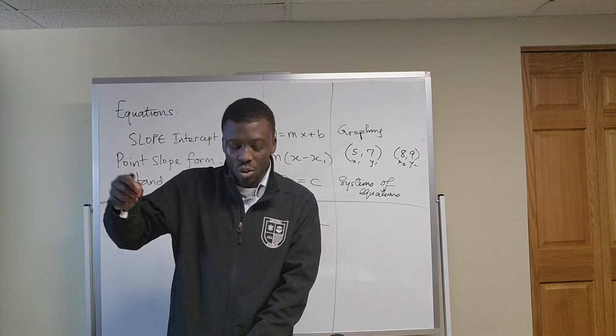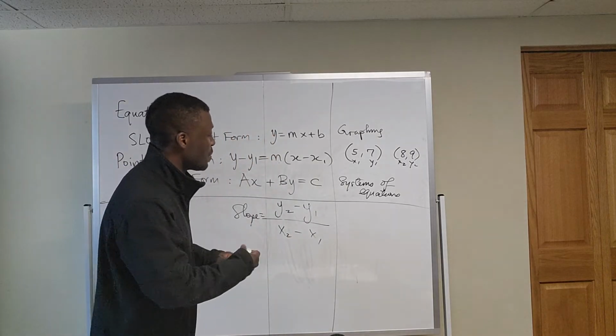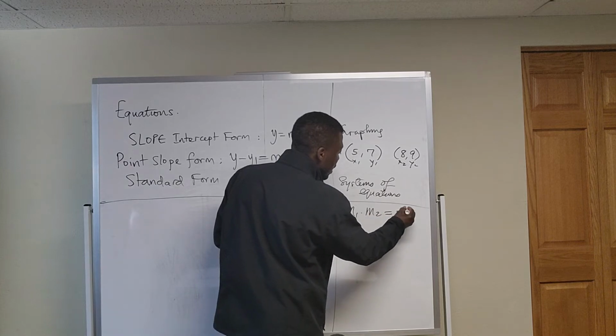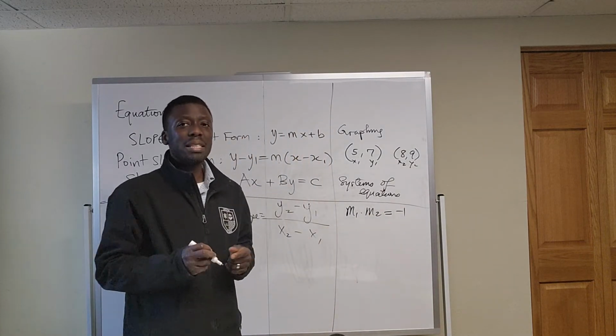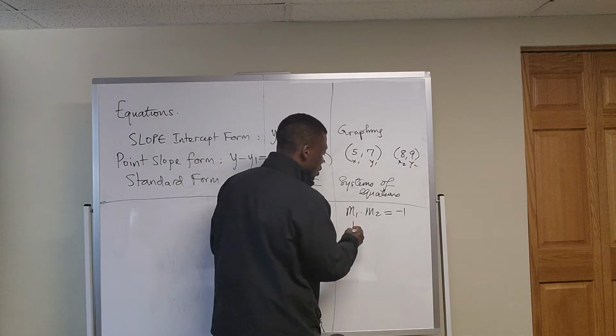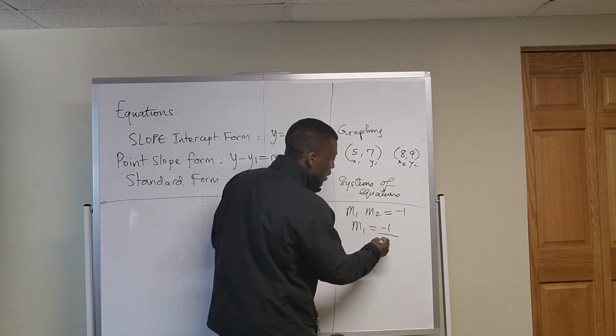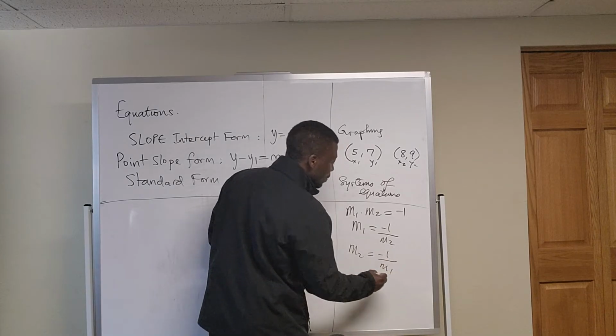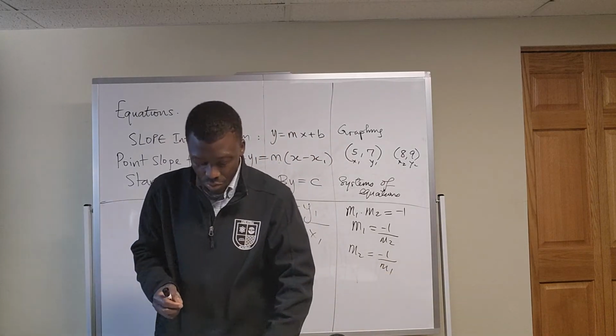It'll be -1. So here's an example. Let me write it down. So if you multiply the slopes of two lines, you get -1. Those lines are perpendicular. So that means the slope of one of them is the negative reciprocal of the slope of the other. Or you can write it the other way around. It's just a negative reciprocal.